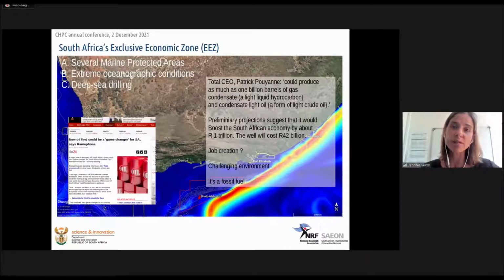And about 3 years ago, a major oil discovery with significant economic potential was made at the Brulpadda oil well. So this is in a water depth of about 3,600 meters and is at the edge of our continental shelf and in extremely close proximity to the highly dynamic Agulhas current. This makes operations extremely difficult and potentially dangerous.